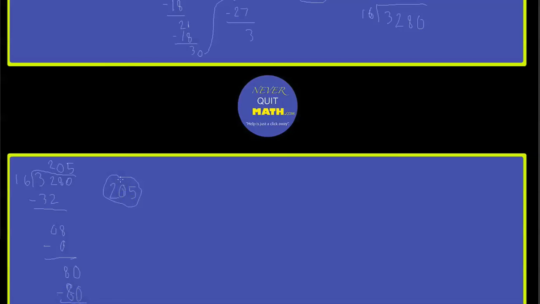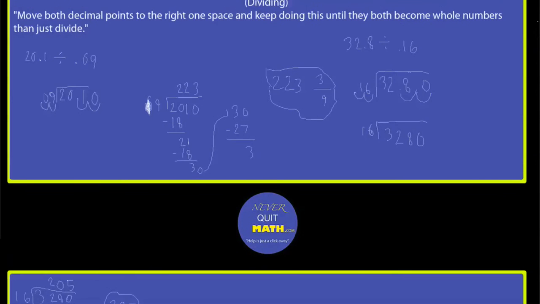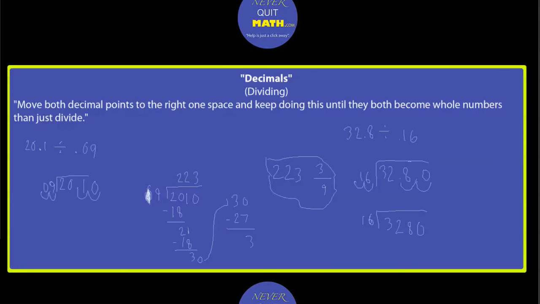All right. So once again, what are the steps? Let's go back and take a look at the steps. First step is you're always going to do the same thing. Set up your division problem, right? And then you want to move both decimal points to the right 1 space and keep doing this until they both become whole numbers, then just divide. All right? The answer you get will be 100% correct.